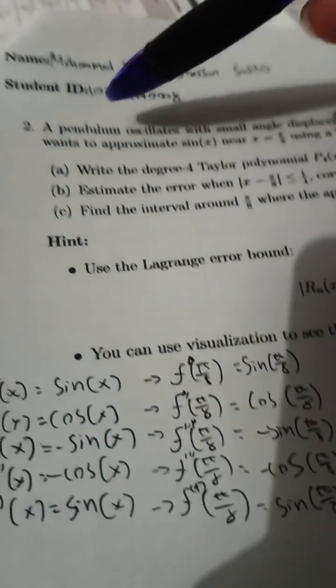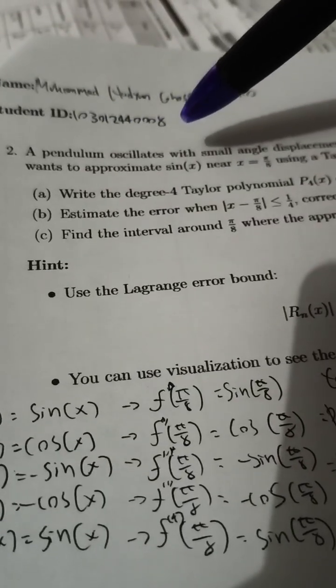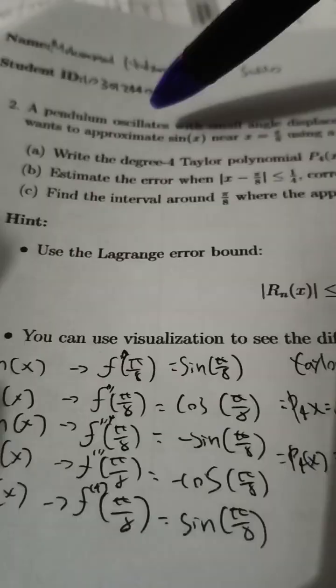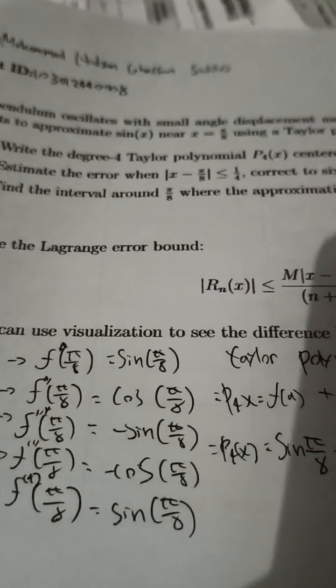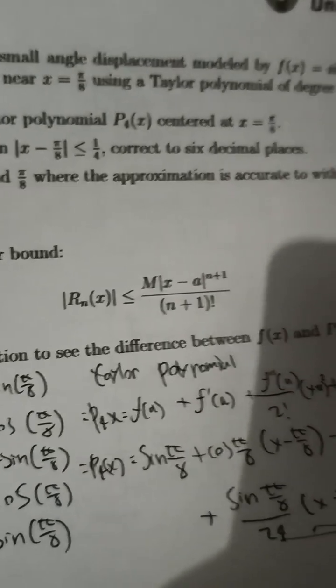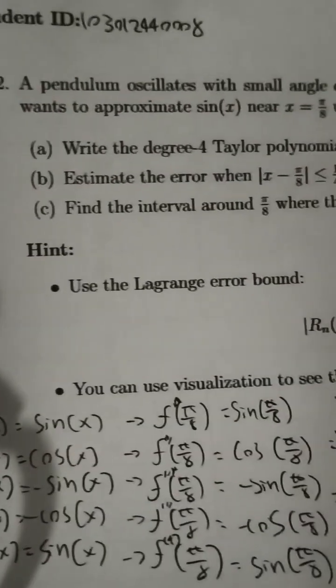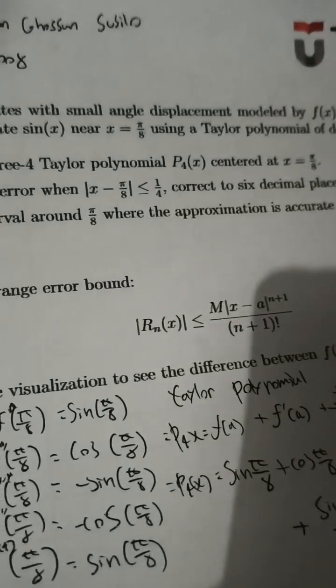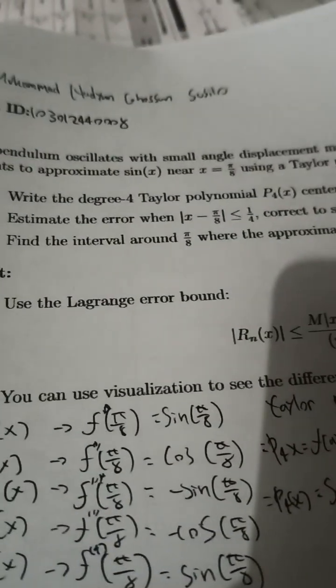So, quick answers. Number 2: a pendulum oscillates with small angle displacement, modeled by f(x) = sin x. Billy wants to approximate sin x near x = pi over 8 using a Taylor polynomial of degree 4. Write the degree 4 Taylor polynomial P for x centered at x equals pi over 8.